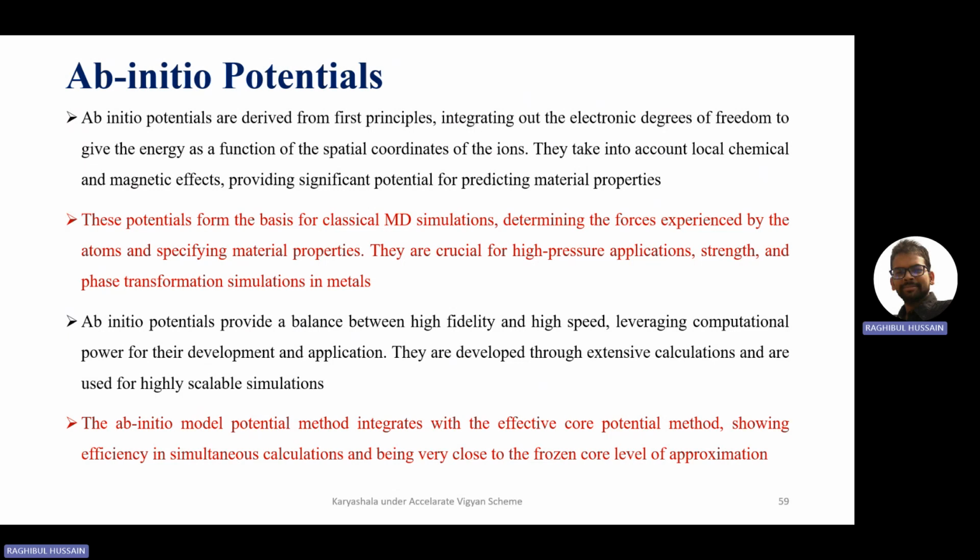Similarly, when we are doing this ab initio model, we only consider the valence band electrons at the outer shell or outer orbital. We do not consider the 1s, 2s, or 2p, etc., unless it becomes a carbon. So that is analogous to the frozen core level of approximation.